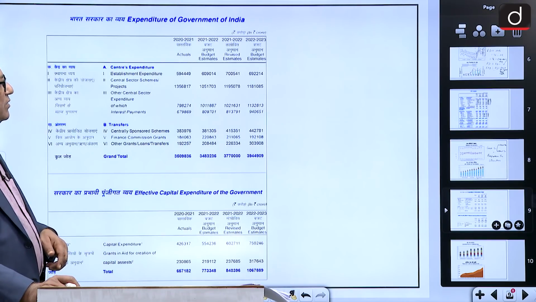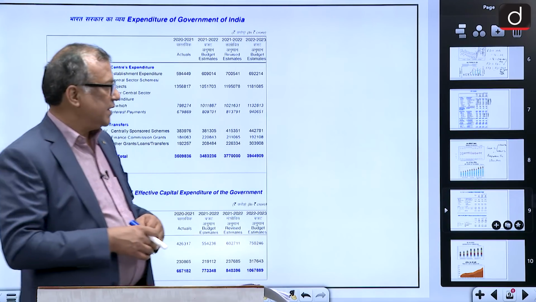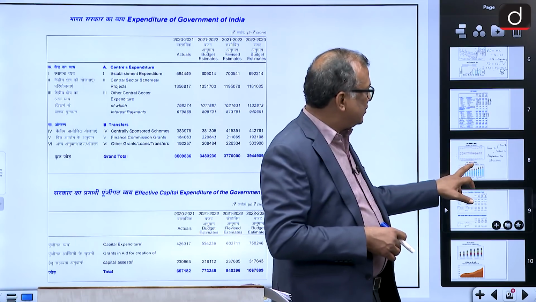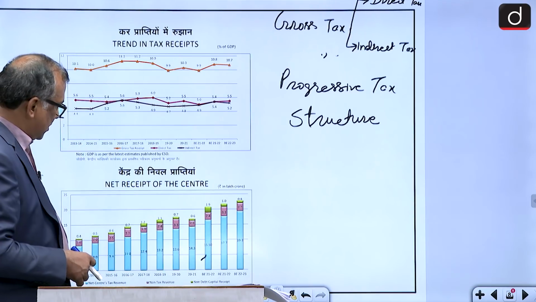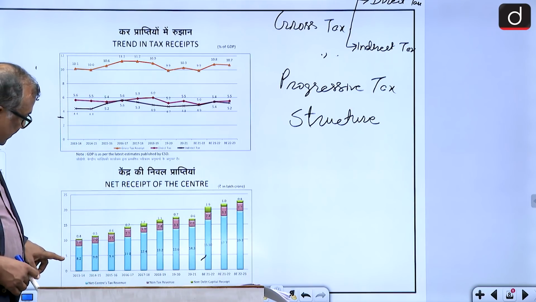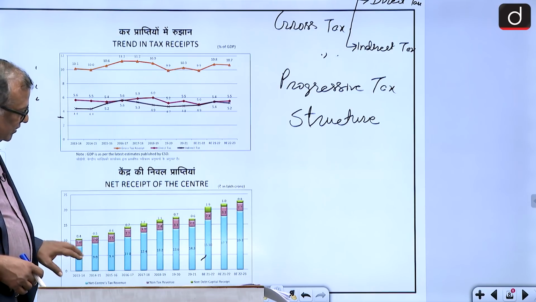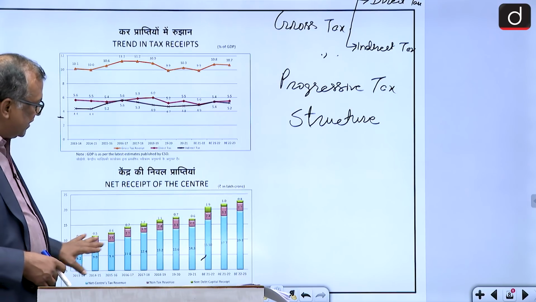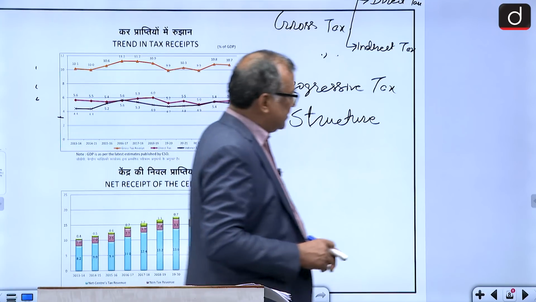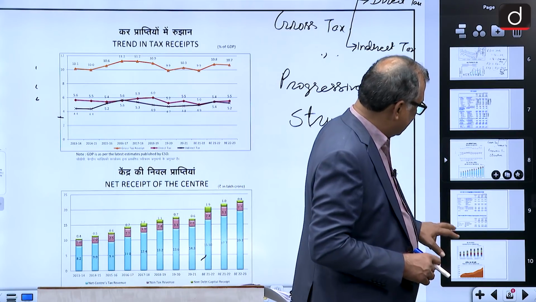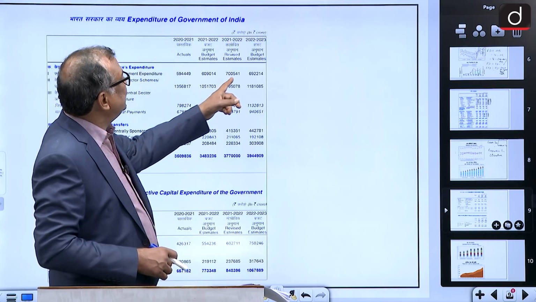So, they can frame a question: what exactly is the composition of expenditure? And if we have to look at the composition, look at it this way: establishment expenditure is the biggest, that blue line, and then you have that red sub box and then the green one. Establishment expenditure is the biggest part of central government expenditure, which is given here, 6,92,000.